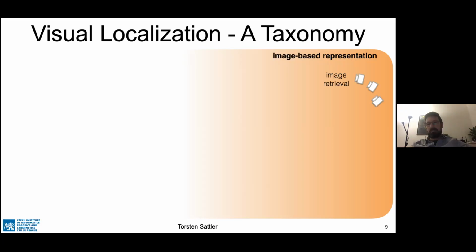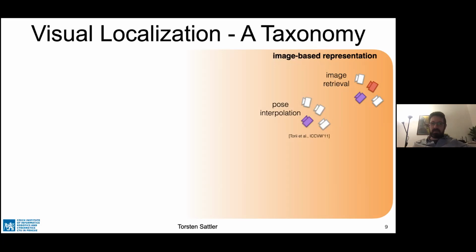So you have a set of training or database images. For each image, you know the position and orientation from which it was taken. And if you have a new image, you essentially try to figure out what's the most visually similar database or training image to this new image, and then approximate the position and orientation from which the query was taken by the position and orientation of this retrieved image. That's the most basic system that you can think of.